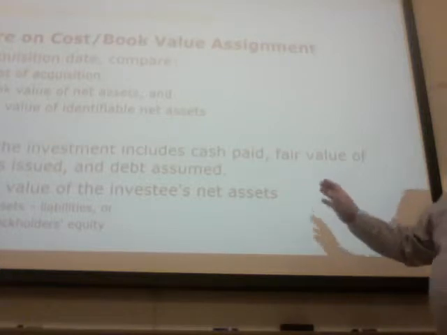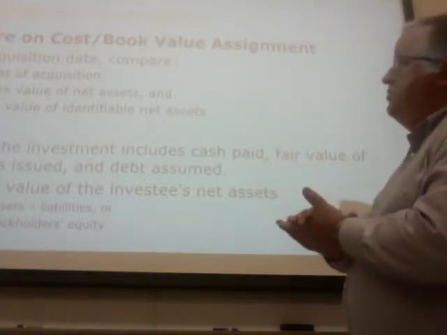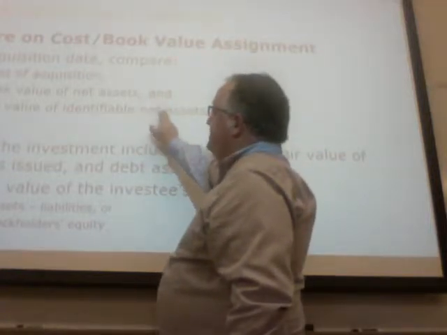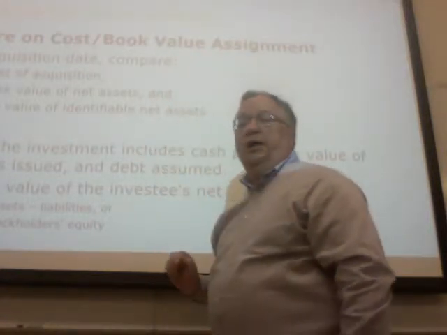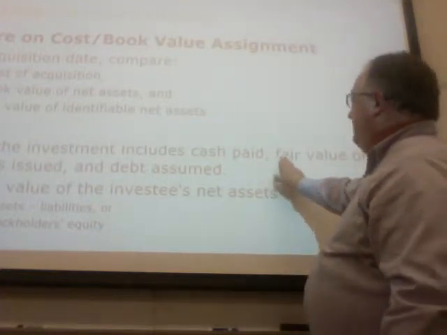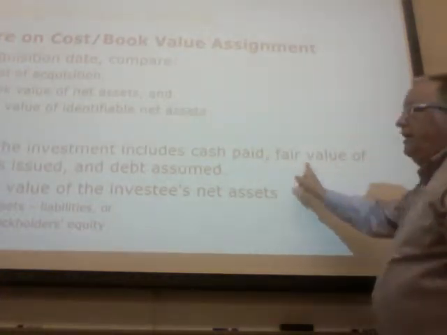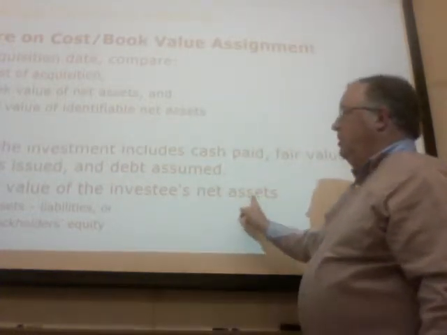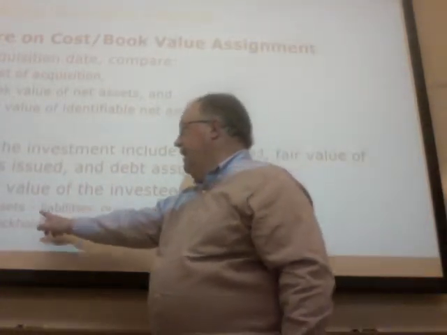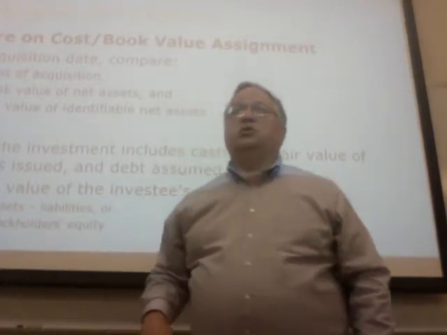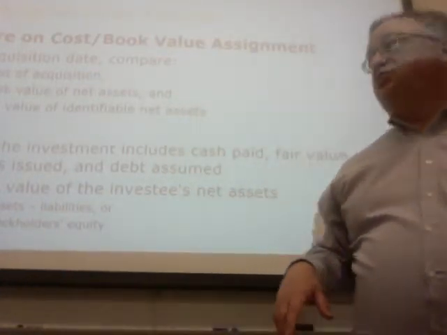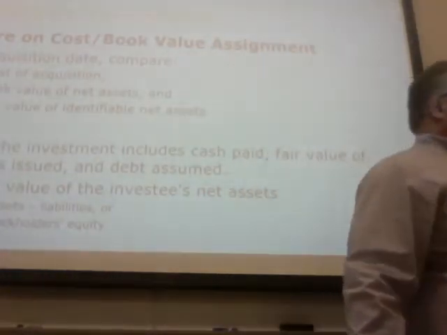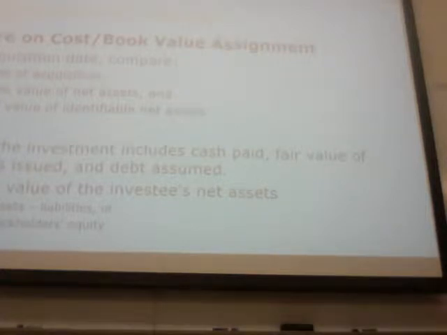Okay, a little bit more on cost and book value assignment. On acquisition date, compare cost of acquisition, book value of net assets, and fair value of identifiable net assets, always. Cost of the investment includes cash paid, fair value of securities issued, and debt assumed. The book value of the investee's net assets, assets minus liabilities, or simply their stockholders' equity as of the date of the acquisition. These are the same number, as you know from our accounting equation. Assets minus liabilities equals equity.